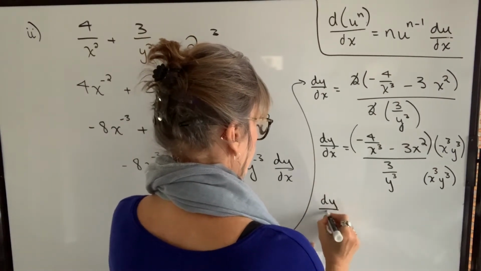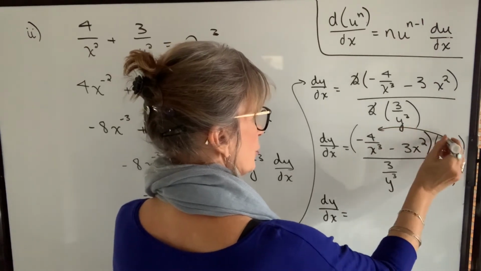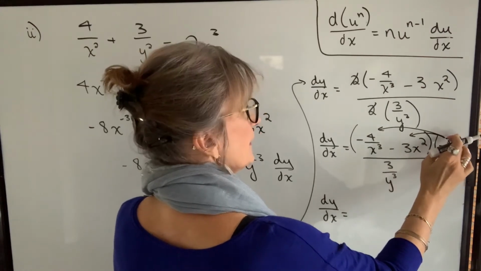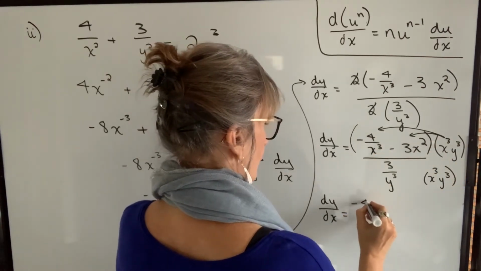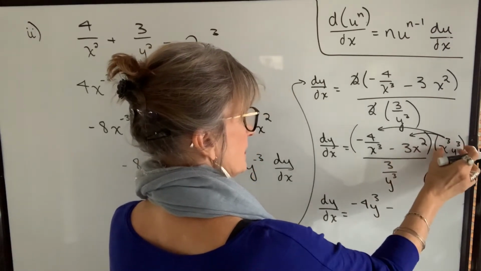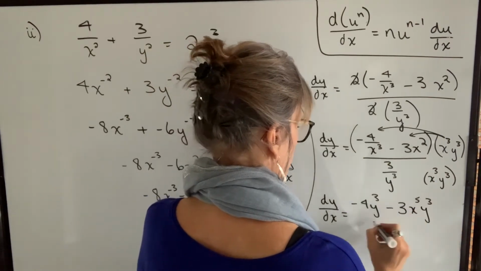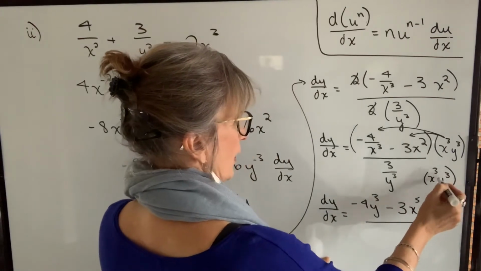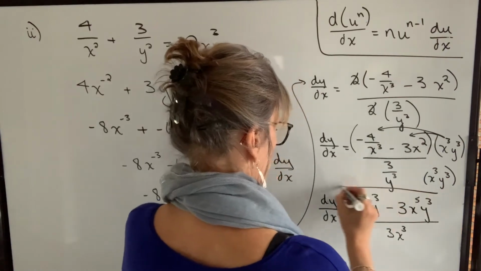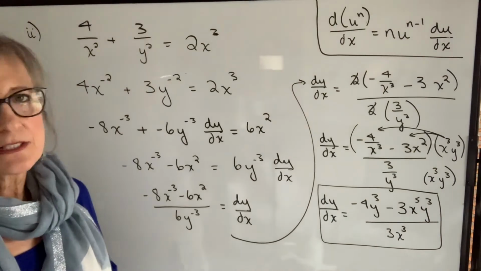So my derivative will be equal to, when I multiply by this, remember I have to multiply each term by it. So when I multiply negative 4 over x cubed times x cubed y cubed, the x cubes will cancel and I'll be left with negative 4y cubed. Minus, when I multiply this times this, I will end up with 3x to the 5th y cubed. And in the denominator, the y cubes will cancel and I'll end up with 3x cubed. So that would be the derivative in its simplest form.